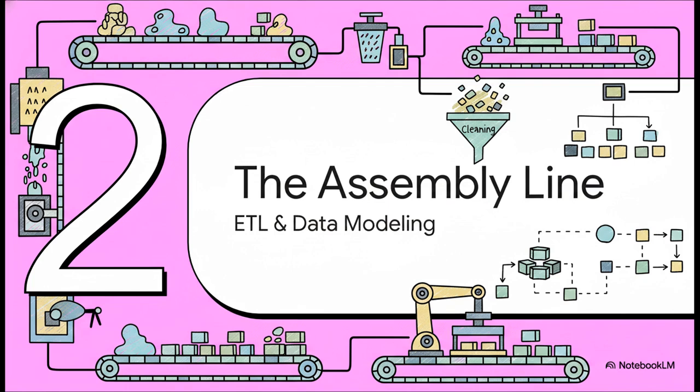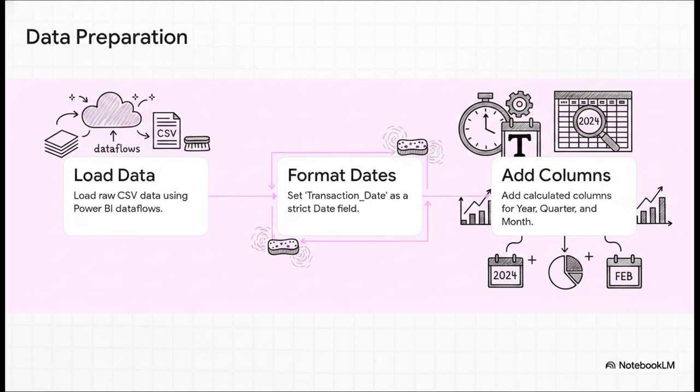Moving right along to phase 2. The assembly line. This is all about ETL and modeling. Before we can visualize anything, like, say, which restaurants are repeat violators, we absolutely have to clean, shape, and structure our raw, messy inspection data. This is where the heavy lifting happens.